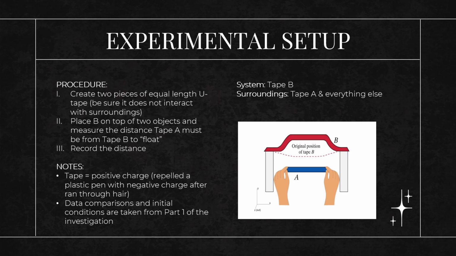For the procedure, we created two pieces of equal length U-tape, and we had to make sure it didn't interact with its surroundings. Then we placed B on top of two objects and measured the distance that A had to be from tape B to make it float and repel, and then we record this distance.